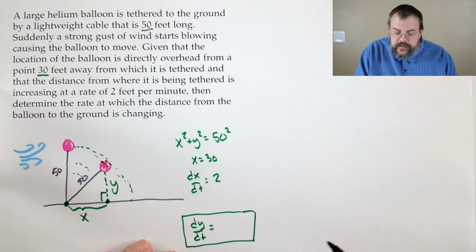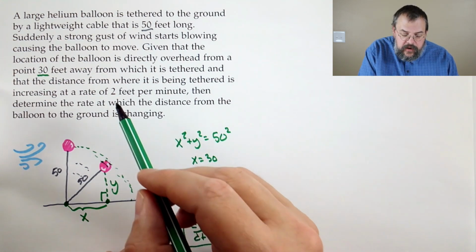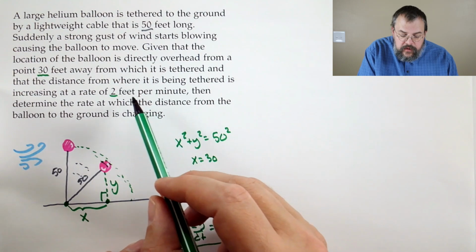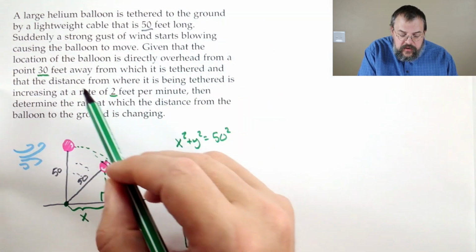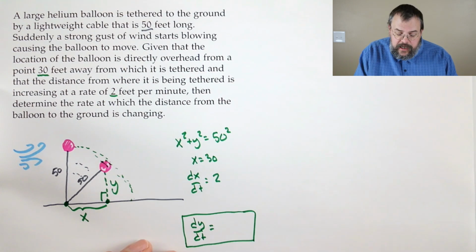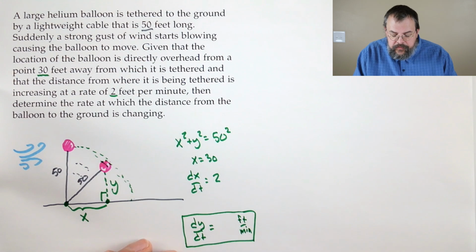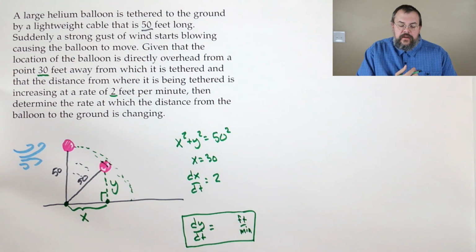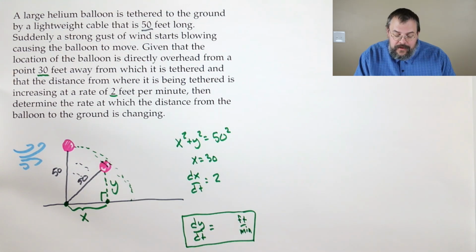Now we can, of course, even identify what the units are. So notice our distances are all feet. This per minute means that our parameter t is time. So it's something feet per minute. All right. Well, how do we finish up? Let's just plug in what we know and also see what we don't know.